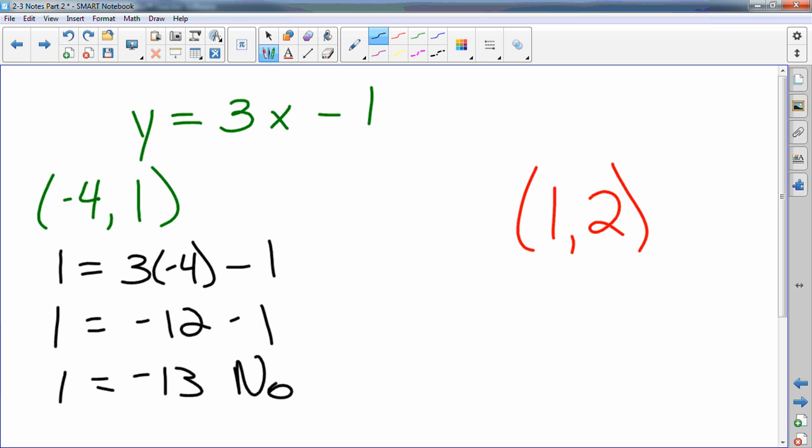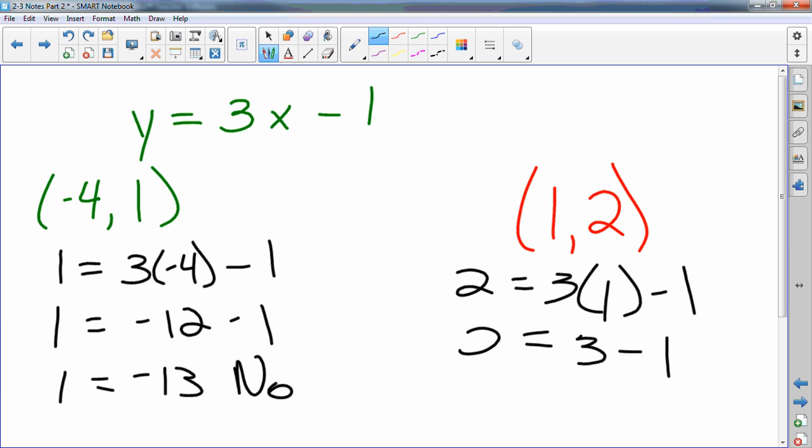So let's try this one. 2 equals 3 times 1 minus 1. So I have 3 minus 1. Is that equal to 2? Yes. Did it fall on the line? Yes. Do you understand now what the x and the y stand for? It stands for all the points. If you pick a point, it falls on the line.